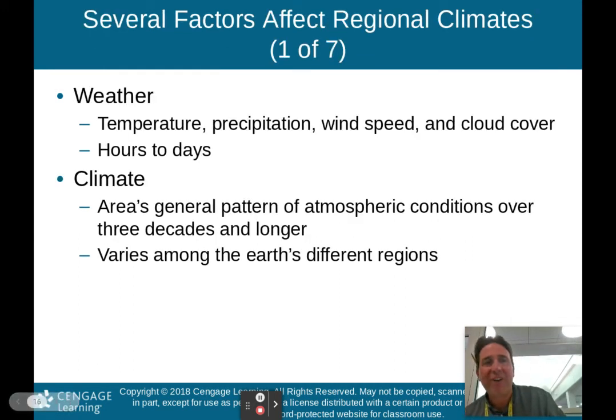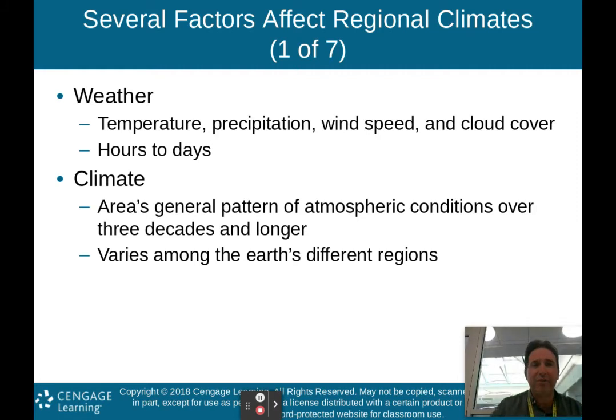So, several factors affect regional climates: weather, temperature, precipitation, wind speed, and cloud cover. Again, hours to days. Climate is an area's general pattern of atmospheric conditions over 3 decades and longer. Again, so much longer period of time, and it varies among the Earth's different regions.